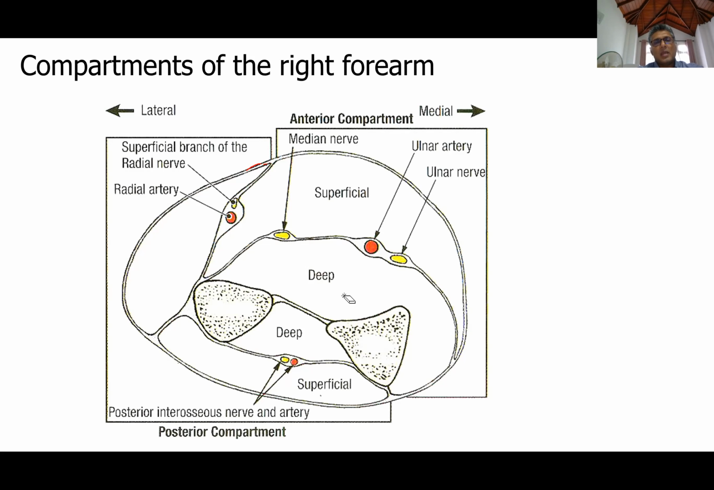Then if you take both the anterior and posterior compartments, you can see each has two sub-compartments, a superficial one and a deep one. Here also you have a superficial one and a deep one. That is the point you need to remember here. The neurovascular structures lie between the superficial and deep sub-compartments. Here you get the posterior interosseous nerve and artery. Here you get the median nerve, ulnar artery and ulnar nerve. That is the point I wanted to raise.